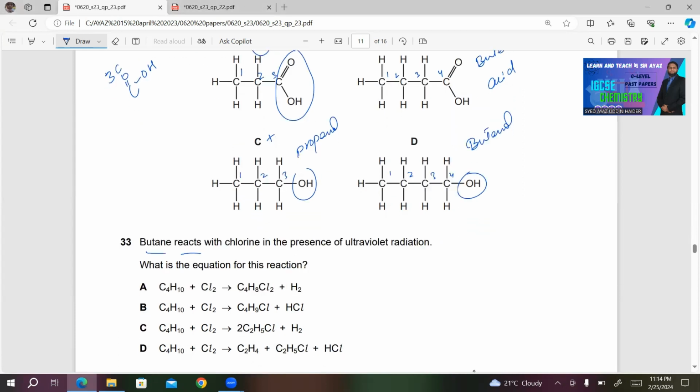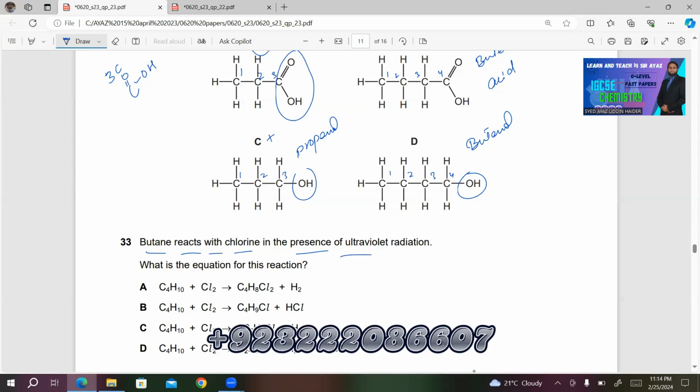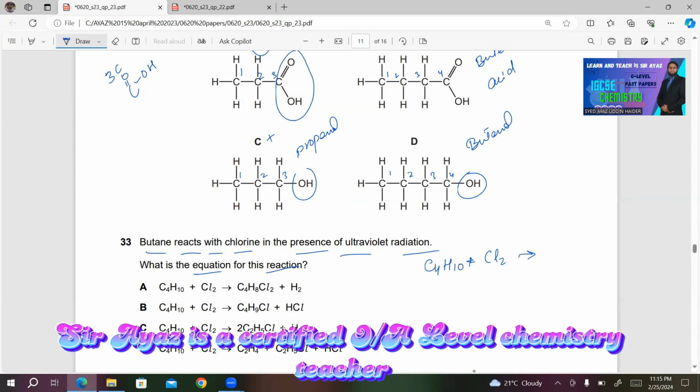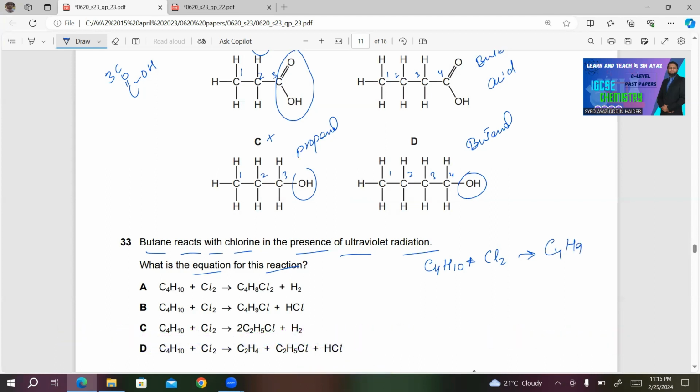33, butane reacts with chlorine in the presence of ultraviolet radiation. What is the equation for this reaction? Butane is an alkane, and the formula for butane is C4H10. When it's reacted with chlorine in the presence of ultraviolet light, one hydrogen will be replaced by one chlorine. We will get C4H9Cl plus HCl. So choice B will be the right answer in this case.